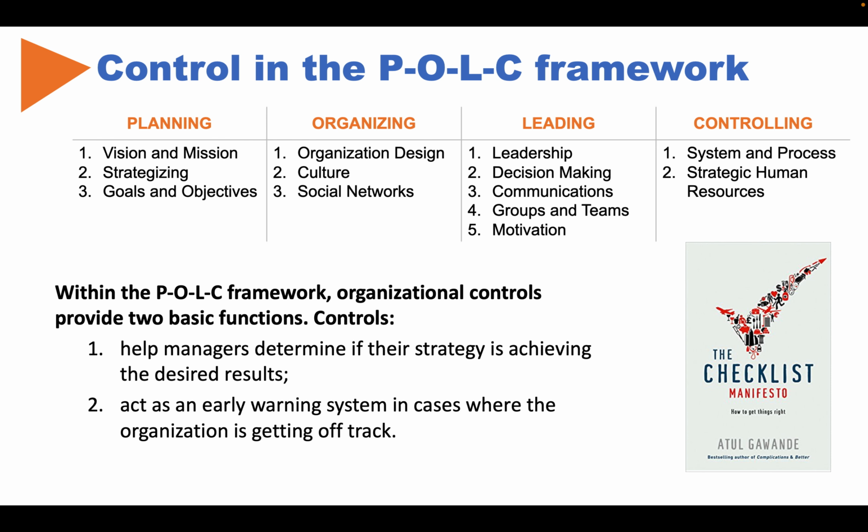Organizational controls should really provide two basic functions for organizations. Firstly, controls should help managers determine if their strategy is achieving desired results. Secondly, they should be an early warning system in cases where the organization is getting off track, whether that's a little bit or a lot.